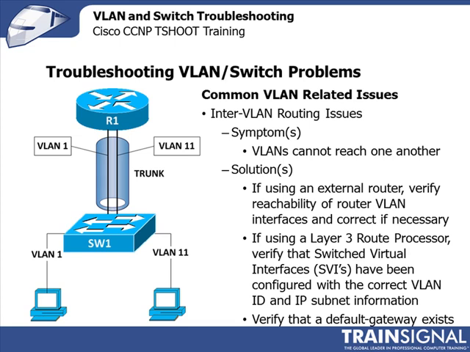If you're having some other issue, you may have to troubleshoot routing. But if the VLAN 1 workstation can reach router 1's VLAN interface and VLAN 11 can do the same thing with router 1's VLAN interface, there may be something on the router you need to look at. If you're using a layer 3 route processor, make sure that the switch virtual interfaces have been configured. If they haven't, it won't work. So make sure that's correct and that the VLAN information and subnet information is correct. And you may also want to make sure on the switch that a default gateway exists.